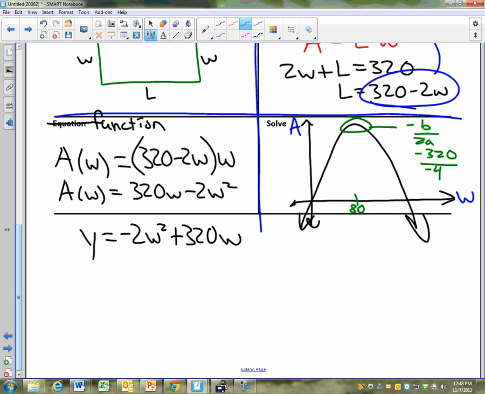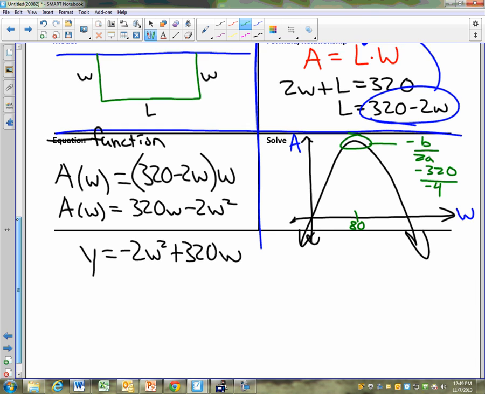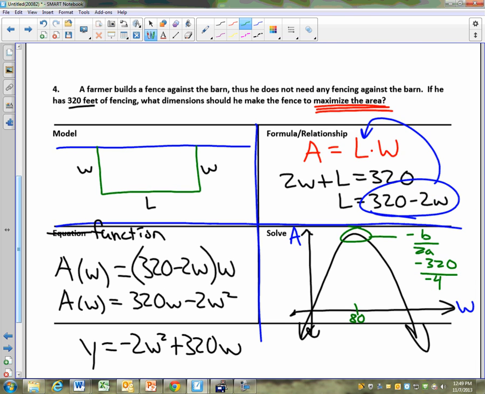I wouldn't get 0, I would get a y value, and that y value would represent the area. If you plugged 80 back in, it would tell you the maximum area. Are you trying to find the maximum area? You're trying to find the dimensions that would maximize the area.